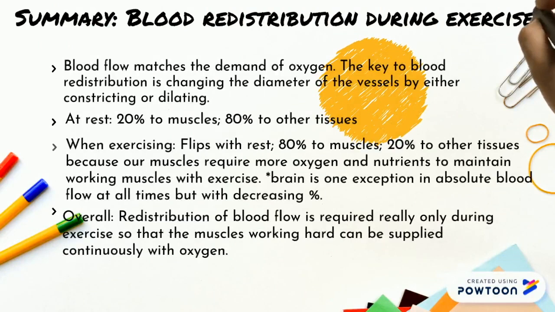The brain is the one exception to this. Overall, redistribution of blood flow is required really only during exercise, so that the muscles working hard can be supplied continuously with oxygen.